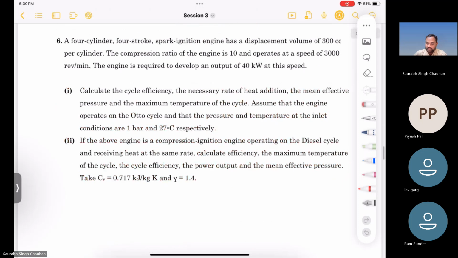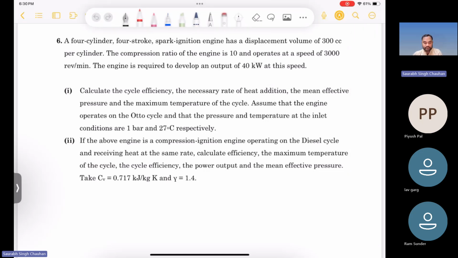Okay, so these were MCQs, and now we have some numerical problems. Let's try to solve. Question number 6 says that a four-cylinder, four-stroke spark ignition engine has a displacement volume of 300 cc. We have discussed what displacement volume is: displacement volume or swept volume, both are the same thing, per cylinder. It is a four-cylinder engine, and per cylinder the displacement volume is 300 cc. So the total displacement volume will be 300 cc times 4, which is 1200 cc.